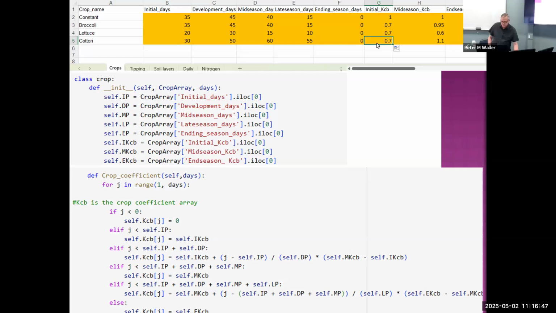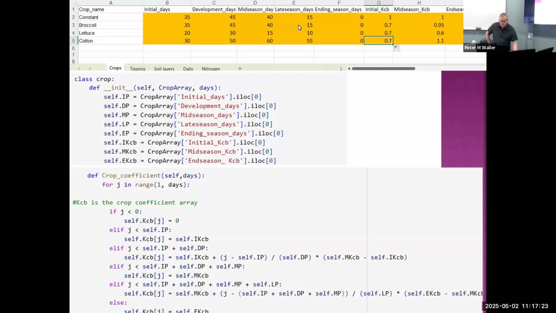Let's see here. So we have that in the tipping bucket crop page. And so I have this constant crop phase where I say the crop coefficient is always 1. So that way you can just evaluate the model, not worrying about what the crop is doing. But we have this broccoli crop phase here, 35, 45, 40, and 15.